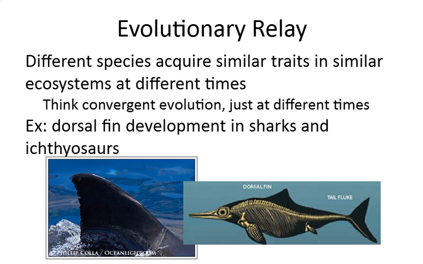However, the example of evolutionary relay that we're going to look at is the development of dorsal fins. Dorsal fins help organisms swim through water. They evolved first in sharks, which are very old as a species, and then they evolved separately later on in dinosaurs, particularly the ichthyosaur, which was a swimming dinosaur.